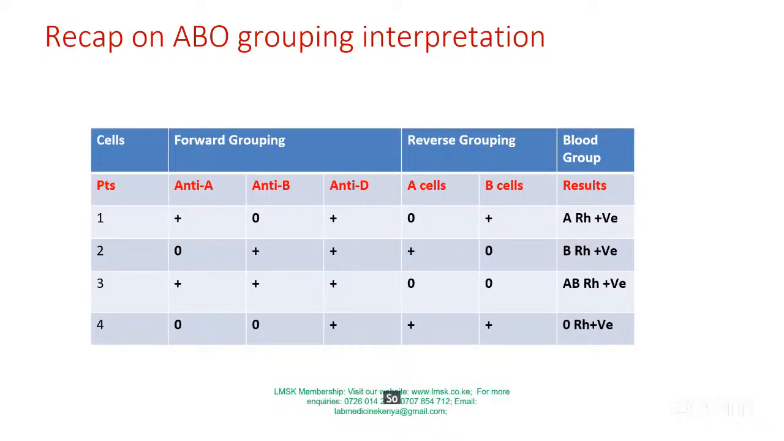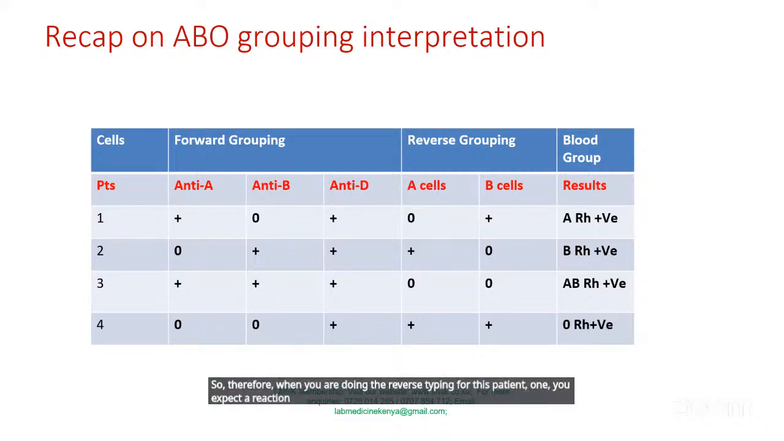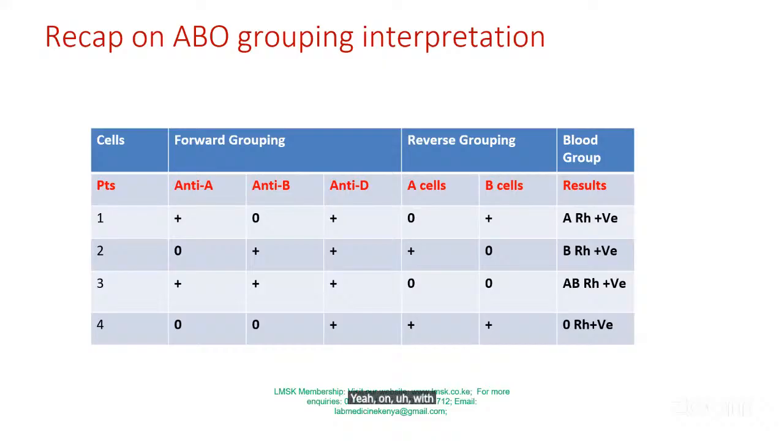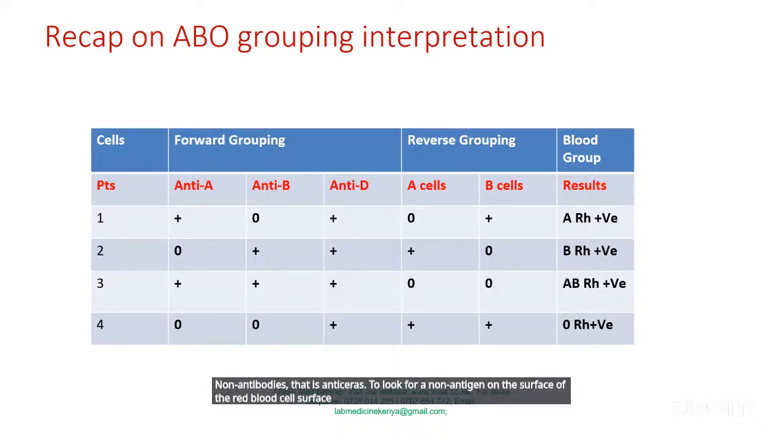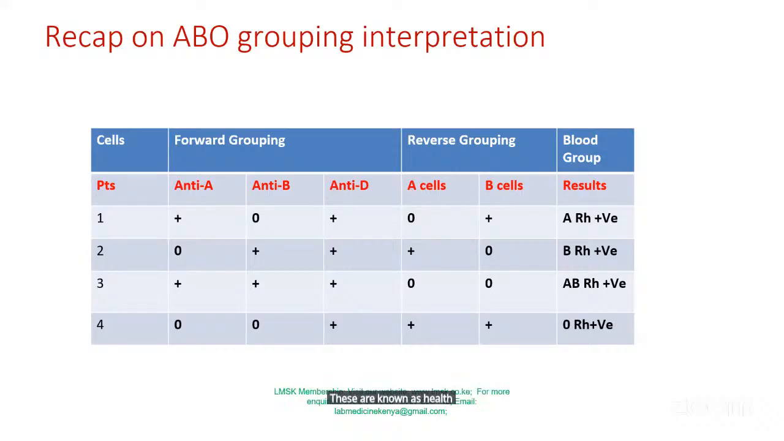So therefore, when you are doing the reverse typing for this patient 1, you expect a reaction with the B cells, because in forward typing we are using known antibodies, that is anti-sera, to look for an unknown antigen on the red blood cell surface. And then on the reverse typing, we are using known cells. These are known A cells and known B cells to look for unknown antibodies in the patient plasma or serum. So therefore, the result for this patient is A positive.